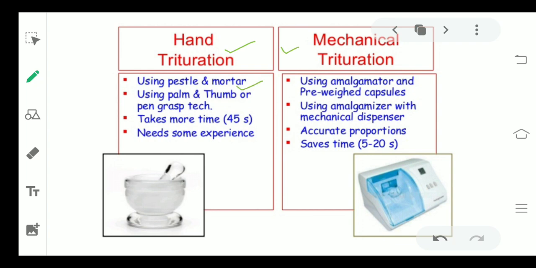Another one is the mechanical trituration, in which we use this amalgamator. These amalgamators are machines like this. What you can do is you get a capsule of silver and a capsule of mercury. You will put both the capsules inside this amalgamator and you will start it for 5 to 20 seconds.